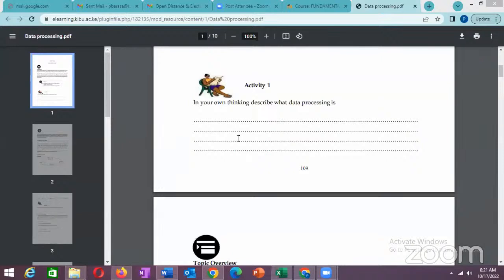Conversion of raw data into facts. Data processing. Manipulation of data to make it useful. Conversion of raw facts into meaningful information. Data processing. Changing of new data.